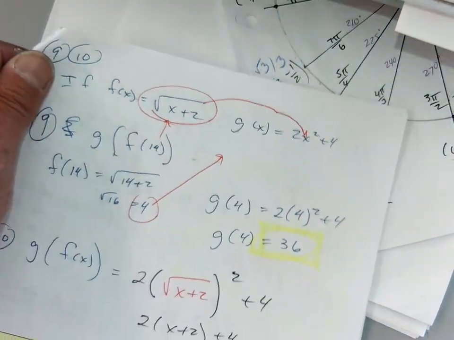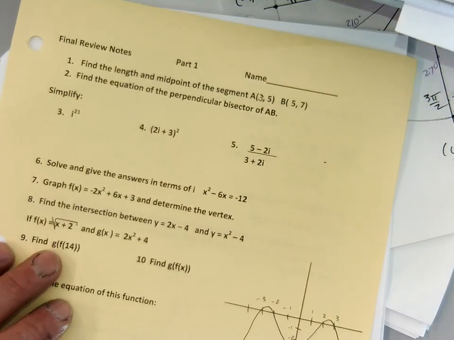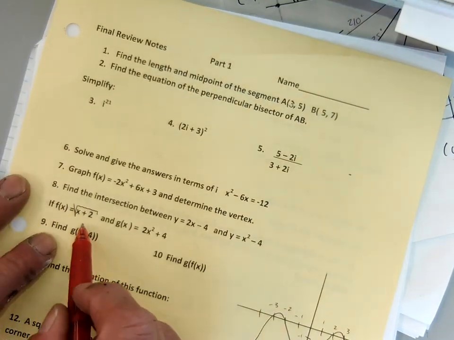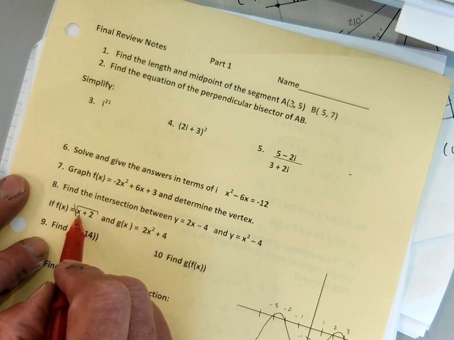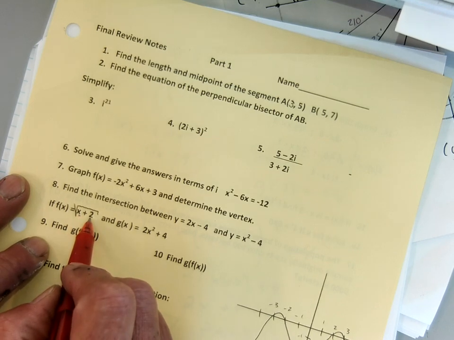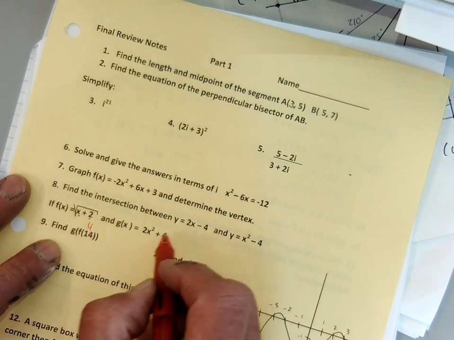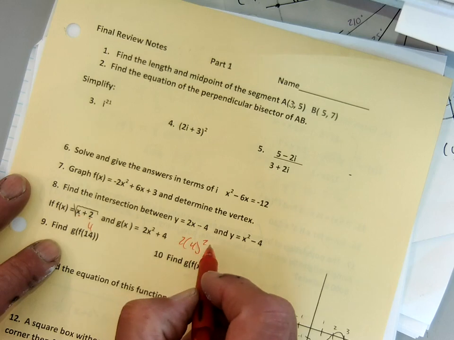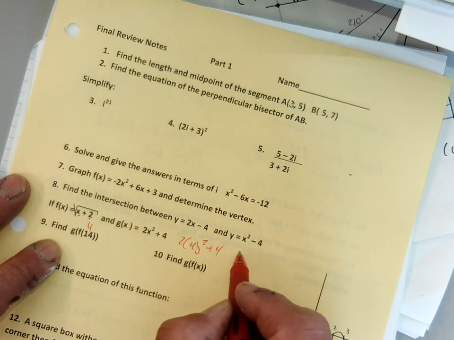You're just going to plug that into there. So you can put a 14, square root of 14. 14 plus 2 is 16. Square root of 16 is 4. You plug the 4 into there. 2 times 4 squared plus 4 is 36.